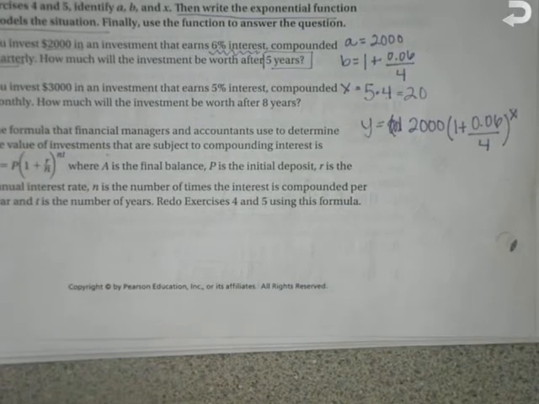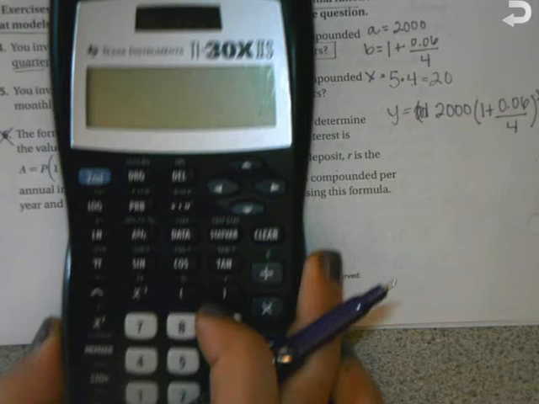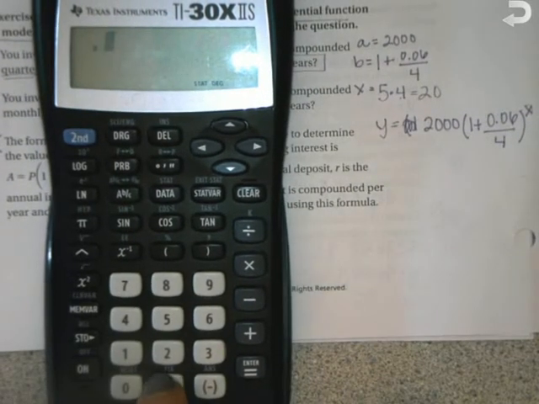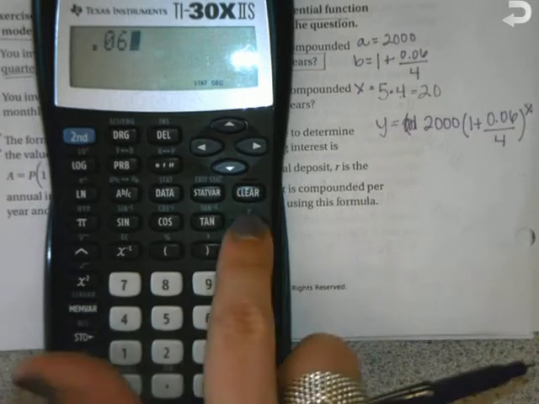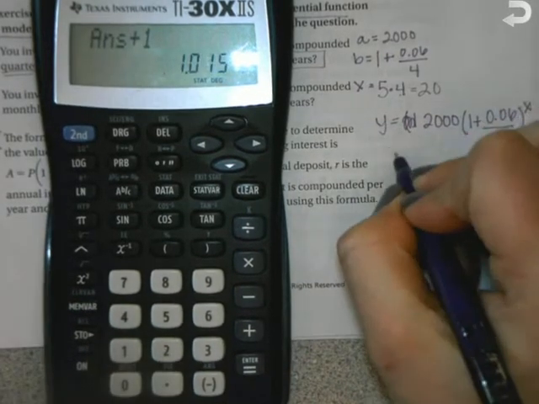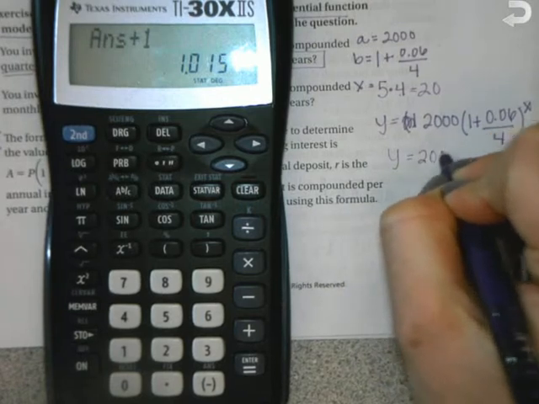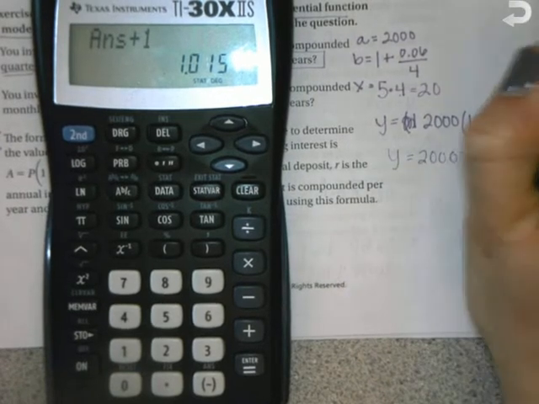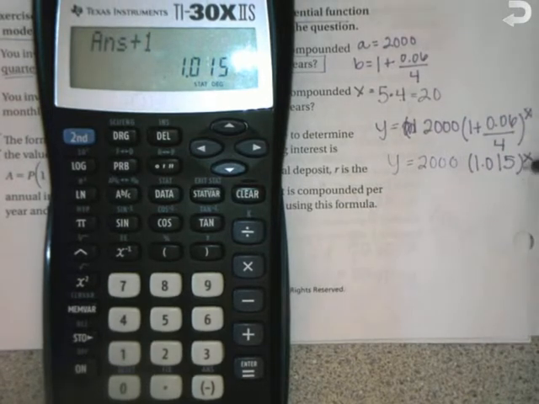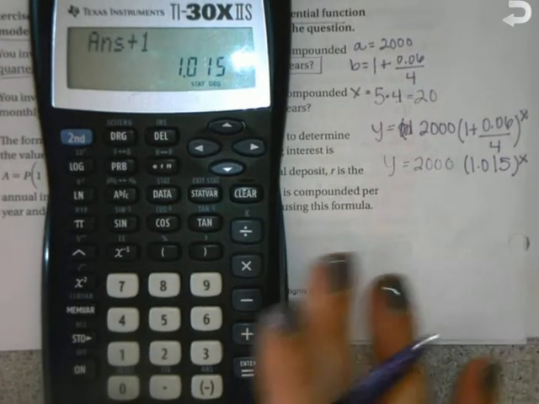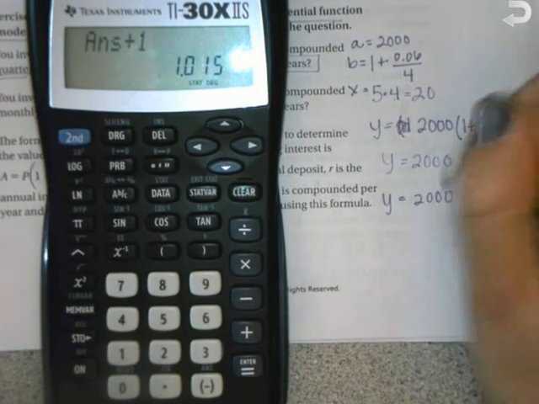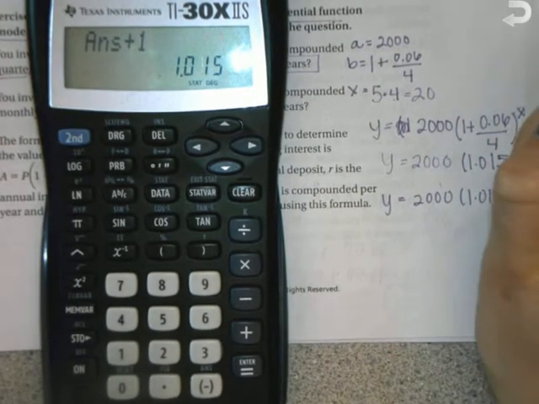You could simplify this. So using your calculator, remember you still follow order of operations. So you do 0.06 divided by 4, and then add 1 to that. So you could actually write your equation as 2,000 times 1.015 to the power of x. These are the same thing. And then to solve it, we want to plug in 20 for x. So y equals 2,000 times 1.015 to the power of 20.